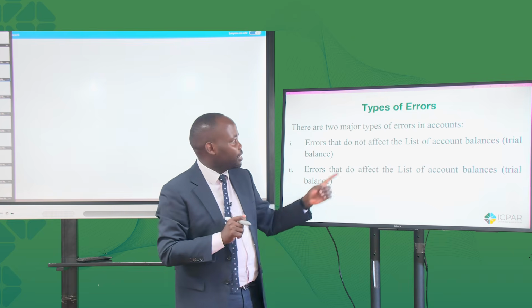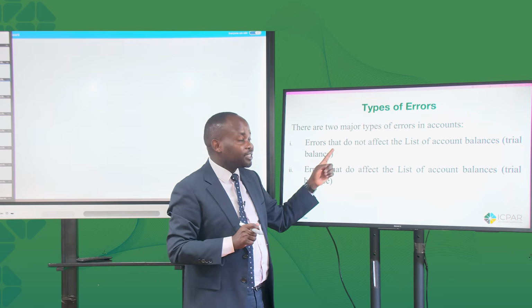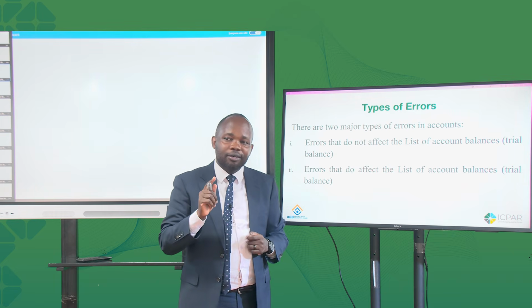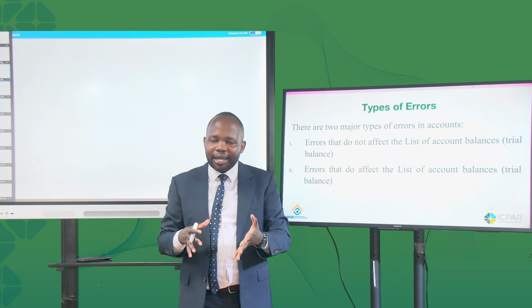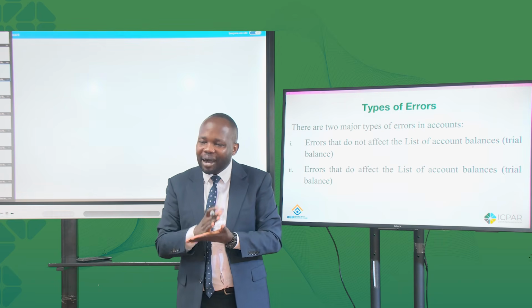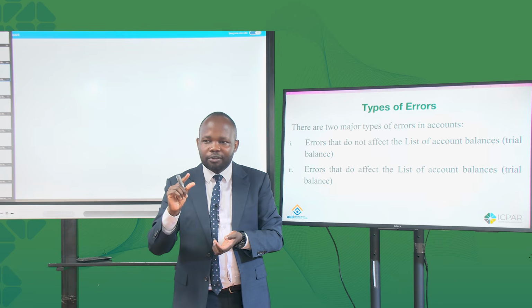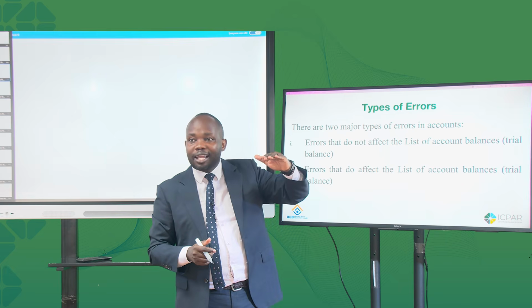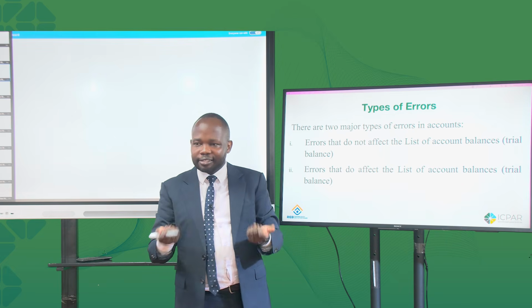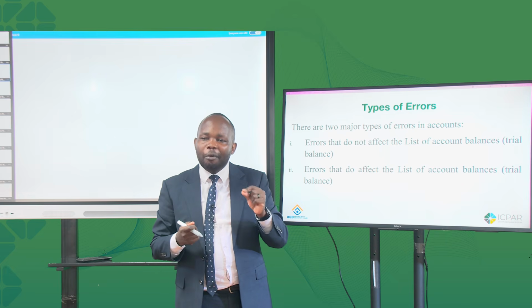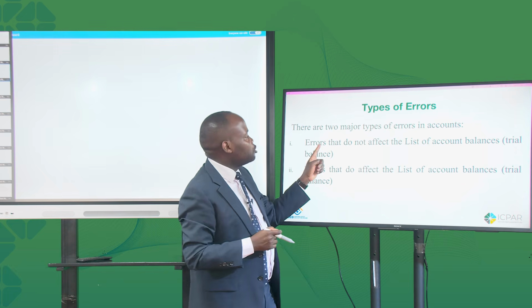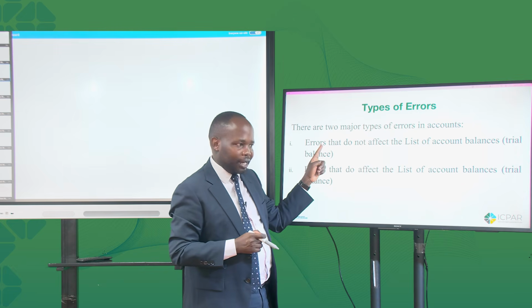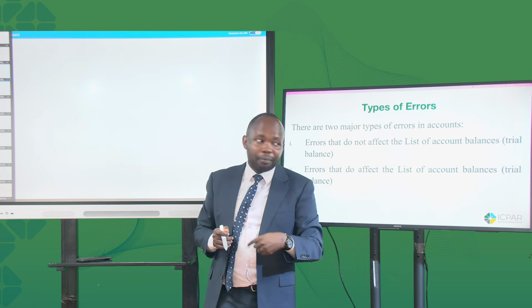It's important to know the errors that you make where the trial balance still balances. That is where it's very sensitive, because you will see your trial balance is balancing, but later on you find there is an error. So you must be keen about the types of errors. There are about 6 or 7 errors that do not affect the trial balance. So let's look at these errors one by one.